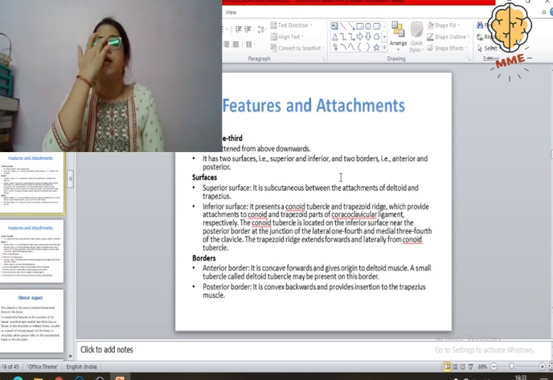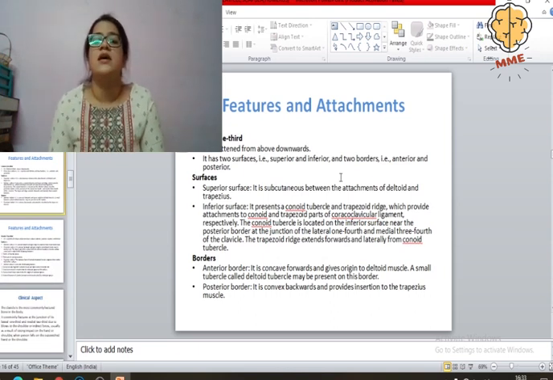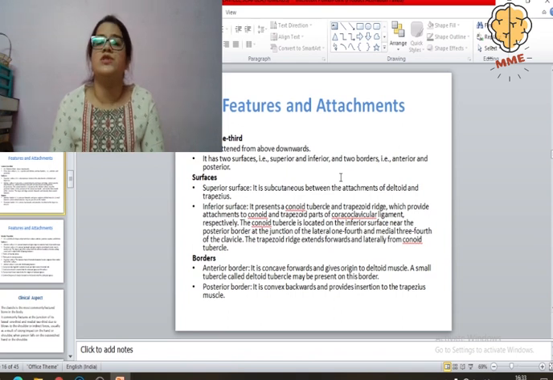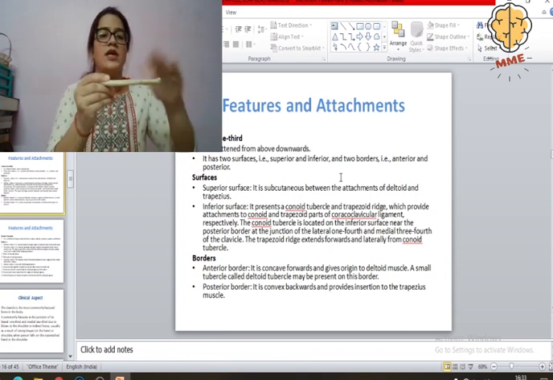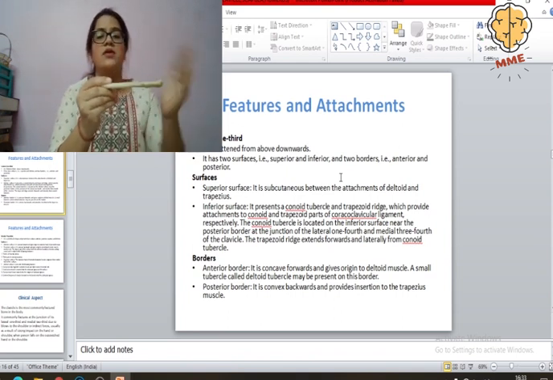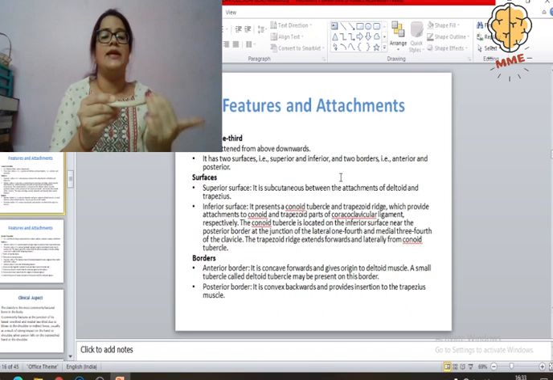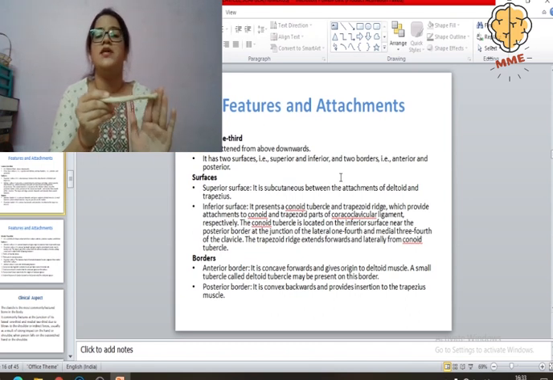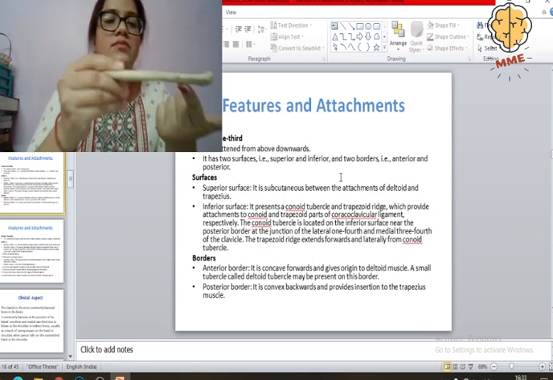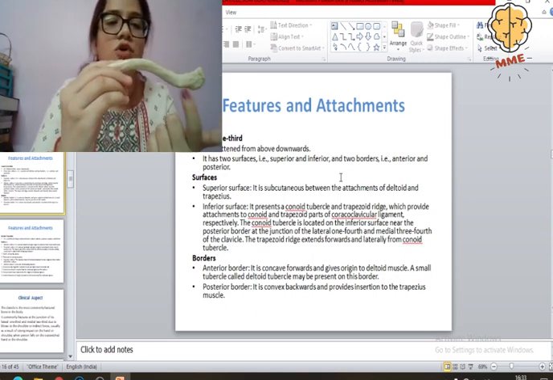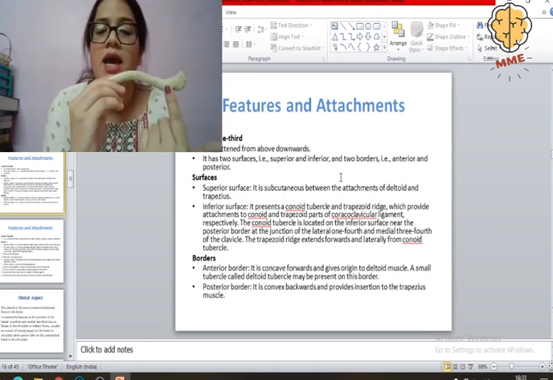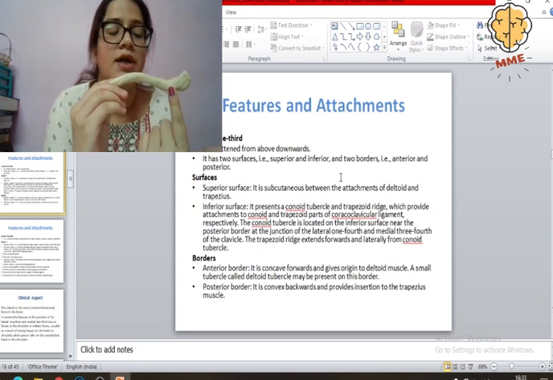What is happening? So lateral 1/3 of the shaft, it is flattened from above downwards. It has 2 surfaces, the superior, the inferior. Superior surface is subcutaneous between the attachments of deltoid anteriorly and trapezius posteriorly. Inferior surface presents a tubercle over here, right? And this tubercle is called the conoid tubercle.